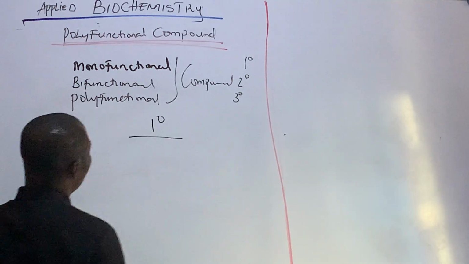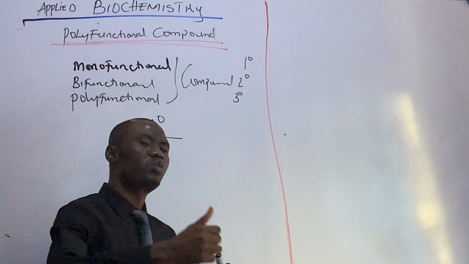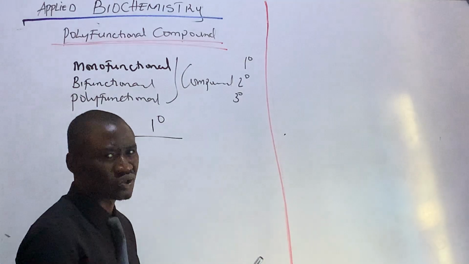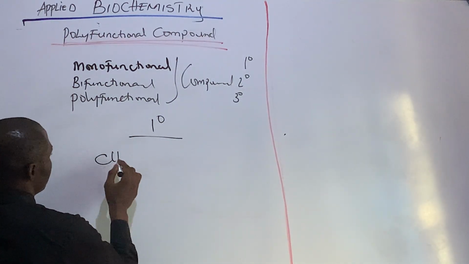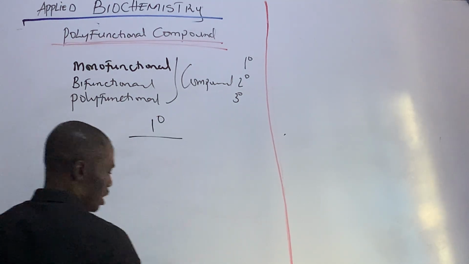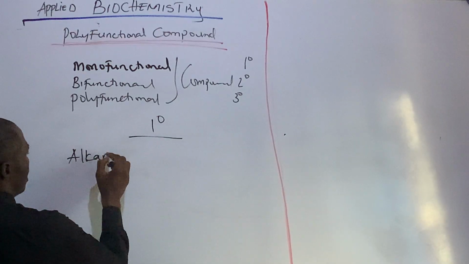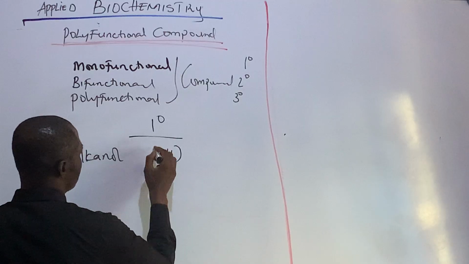All right, now let's give an example of a monofunctional compound. We're going to go back to the knowledge we have in organic chemistry. We're going to name just two and then we'll move ahead. Now let's say we have this. Okay, let me give the functional group first. We have the alkanol, which has a functional group OH.